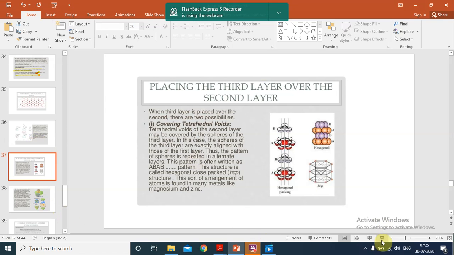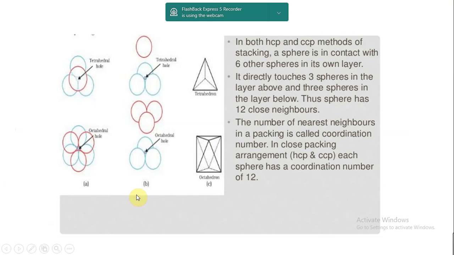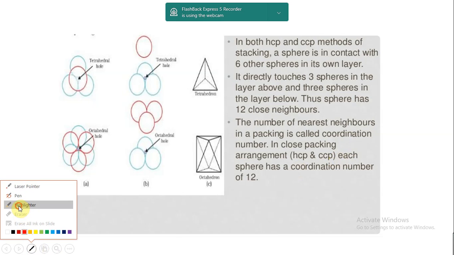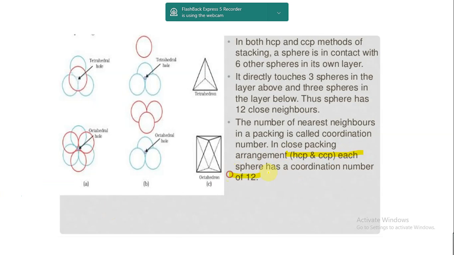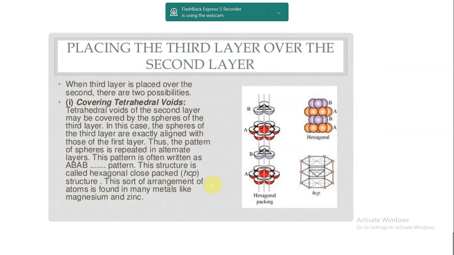Okay, so in HCP and CCP, each sphere has a coordination number of 12. So if you are asked what the coordination number is, then you can say that it has a coordination number of 12. What is coordination number? Again, I am reminding you that the number of atoms present in the vicinity of one particular atom, that are in contact with that particular atom, is called its coordination number. In general, we can say one atom coordinating with how many atoms at a time is called coordination number.